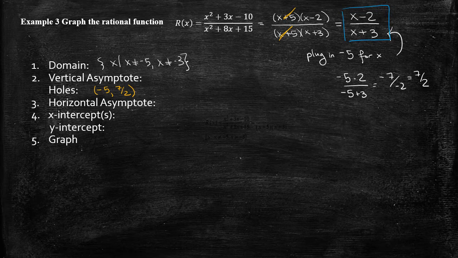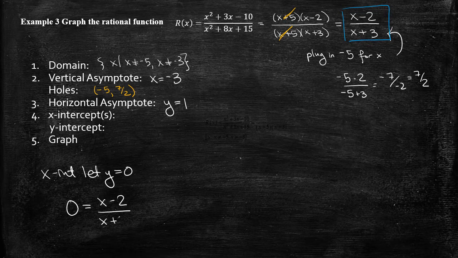Okay, vertical asymptote, that will be at x is equal to negative 3. Our horizontal asymptote is y equals 1. The degrees are the same, so we look at the ratio of leading coefficients. X-intercept. So to get the x-intercept, we will let y equal 0. If your rational function reduces, use the reduced form. So 0 is equal to x minus 2 over x plus 3. Remember, a fraction is equal to 0 when its numerator is equal to 0. Add the 2 over, so our x-intercept is 2, 0.